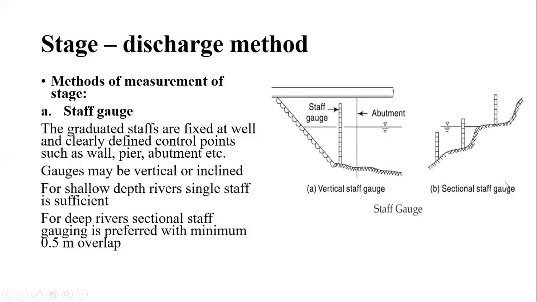This is sectional staff gauging. Whenever a deep river exists, a single metric staff doesn't record all the water levels. So in that case it is required to erect the staffs at different locations along the bank of a river. That is, along the edge of the river, which we call the bank, we have to erect the metric staffs at different locations.